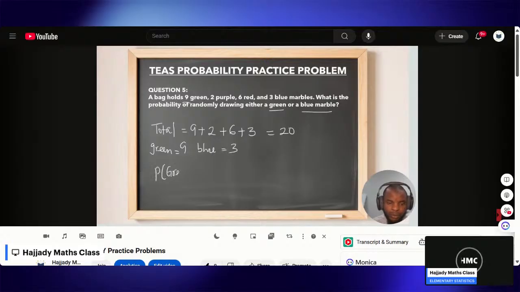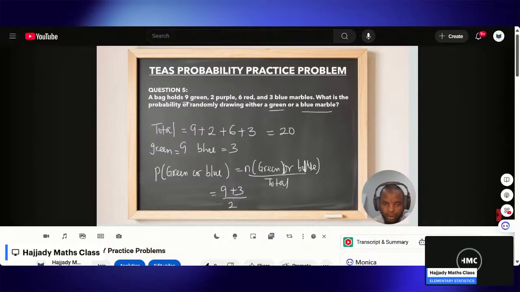So the probability of green or blue, using the same approach, is just going to be the number of green or blue over total. So green is 9. I told you or means addition, plus 3 over 20. And this is going to be 12 over 20. You can divide this further if you want. 4 in 12 is going to be 3. 4 in 20 is going to be 5. So your answer is going to be 3 over 5.